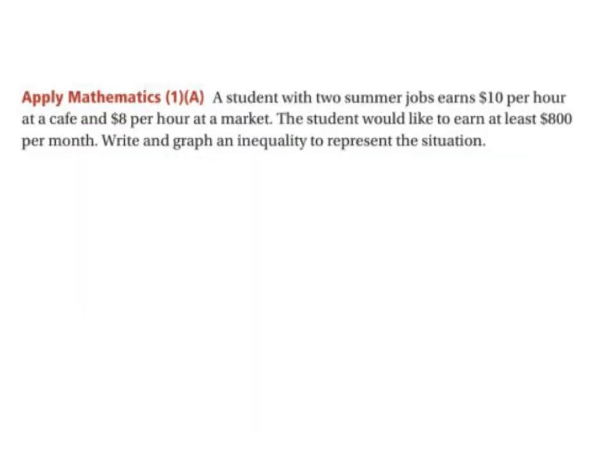All right, here's another one. A student with 2 summer jobs earns $10 per hour at a cafe, $8 per hour at a market. The student would like to earn at least $800 per month. Write and graph an inequality to represent the situation.